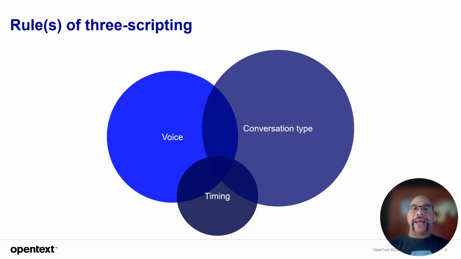And that goes to our next rule of 3, which is scripting. So the first rule of 3 is design, and we had our 3 points in that, which were market forces, unique take, and why OpenText. And the next rule of 3 is scripting. And that's really around your voice, conversation, and your timing. How do you meld all 3 of these into your script?